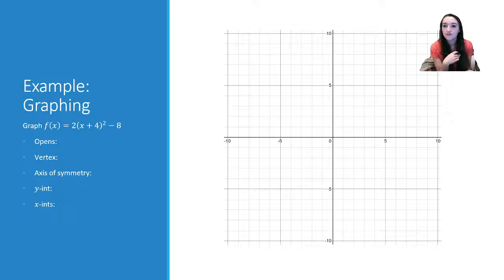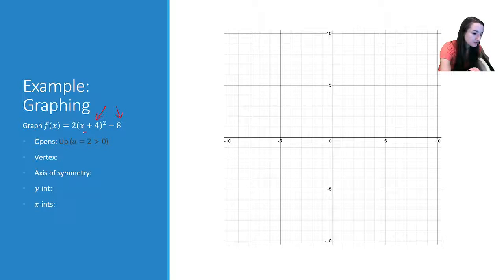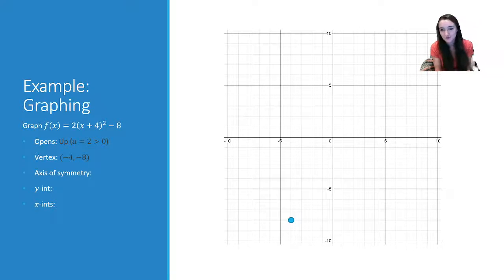So if I have an equation in vertex form, I want to graph 2 times (x plus 4) squared minus 8. First, I'm going to take note of which direction it opens in. It opens up since a is 2, which is positive. Next, we look at the vertex. Remember, the vertex is (h, k), but this is negative 4 that's going on here. So our vertex is (-4, -8), and I place a point there.